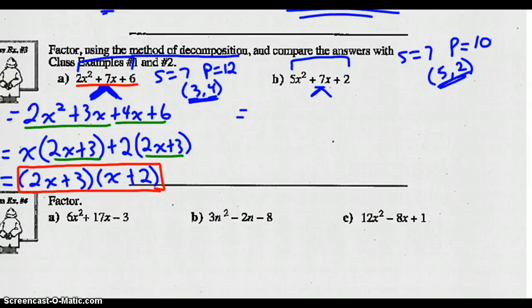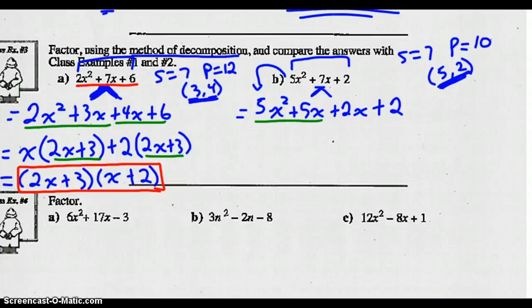So we keep our first term, 5x squared. We rewrite 7x as 5x plus 2x. So it's the exact same value, it just looks a little bit different. 5x plus 2x is 7x. We keep our last term of positive 2. I've now changed my trinomial into a 4-term expression that I can factor by grouping.